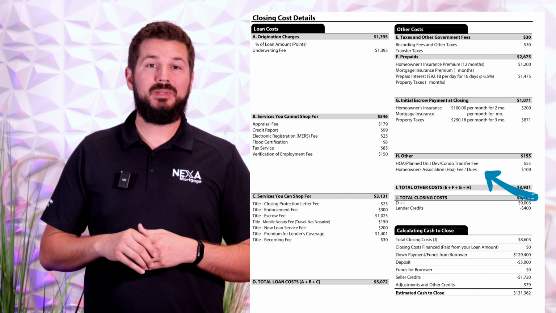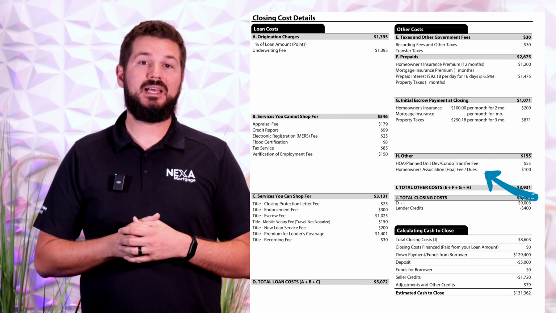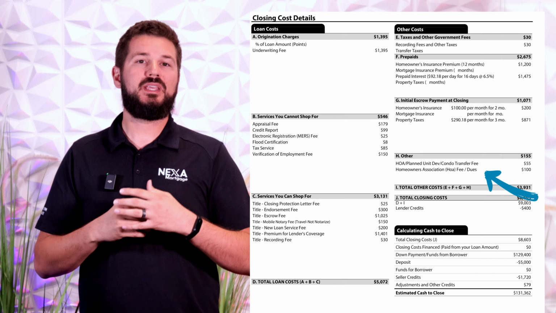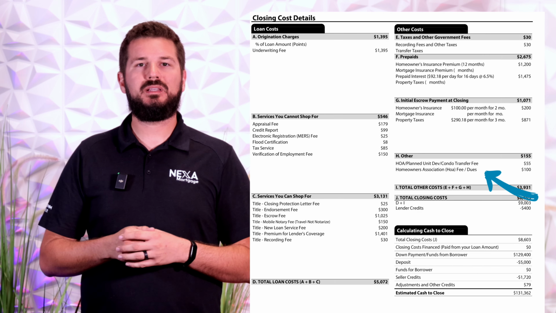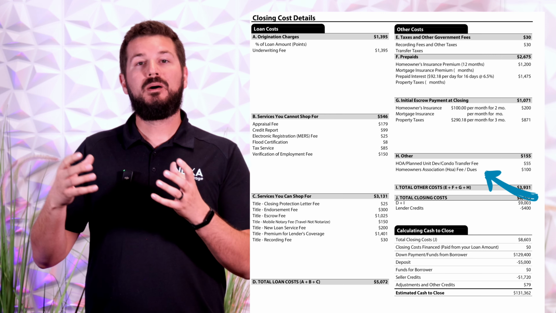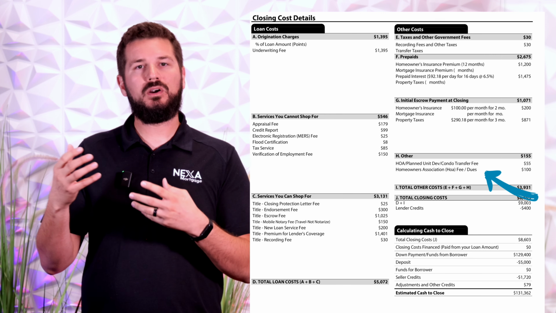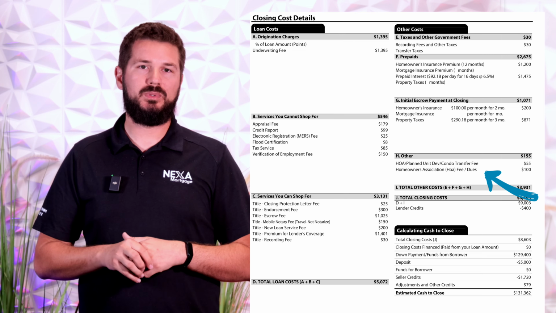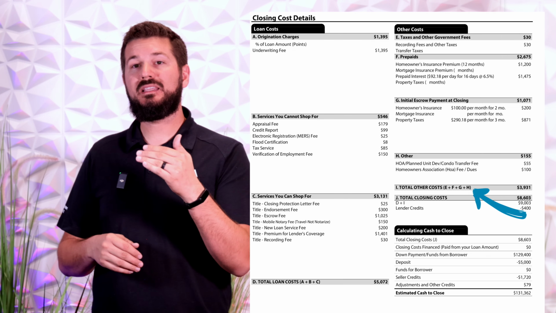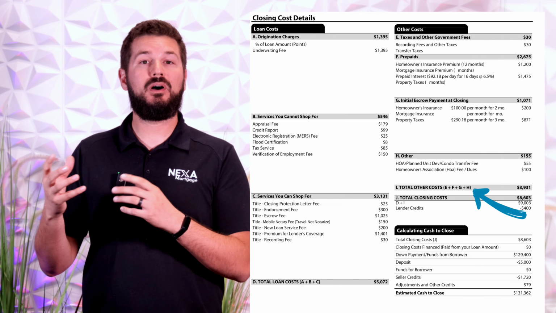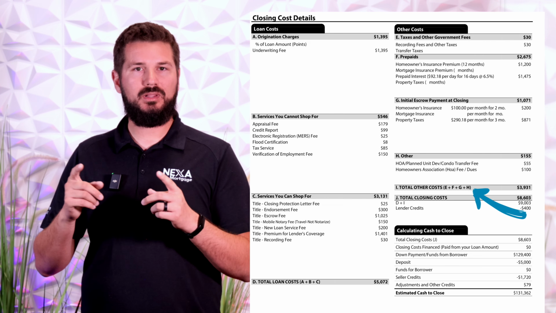If you're buying a condominium, there might be fees associated with that specific condominium. If you choose to get a home warranty plan, this will be listed here. These are specifics to your property and terms are negotiated during the sale, but the fees here, once again, aren't really going to change depending on who you go through with the lender. And then after that, we have the total other costs. This combines the sections E, F, G, and H, providing a total of all other costs not directly related to the loan itself.